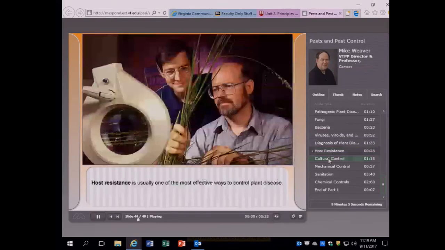In general, plant disease control measures are mainly preventative. Once a plant or plant product is infected and symptoms appear, few control methods, including pesticides, are effective. The main methods to control plant disease include host resistance, cultural control, mechanical control, sanitation, and chemical control. Host resistance is usually one of the most effective ways to control plant disease.